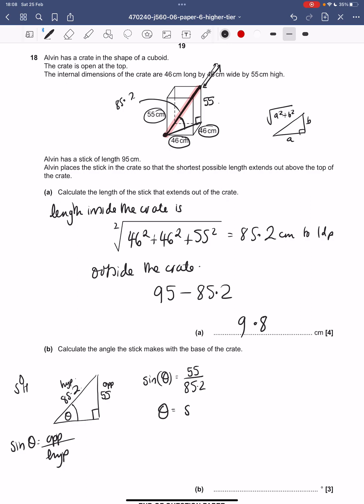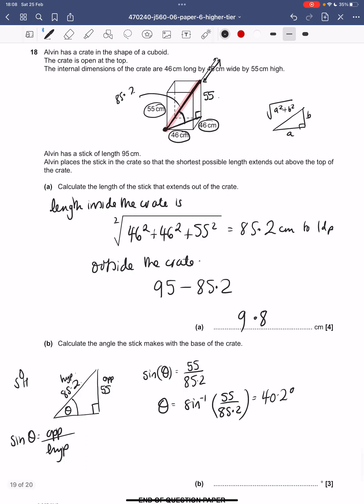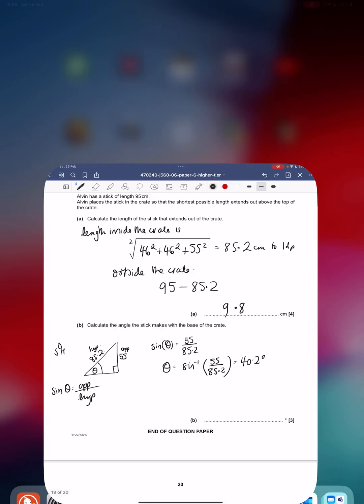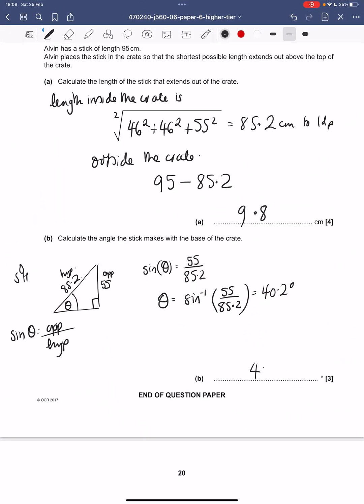Okay, so theta, we use the sine inverse of 55 over 85.2. Shift, sine, oh, done the wrong one there, shift, oops, third time lucky, sine inverse, 55 divided by 85.2, which is 40.2 degrees. That seems right, yeah. Not too big, not too small. 40.2 degrees to 1 dp. So there we go.